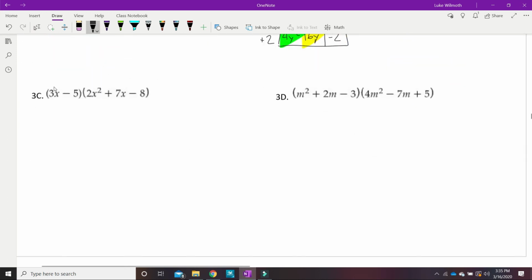All right. Pause the video. See if you can do these two. They are not hard. This one is going to be time consuming though. This one's kind of time consuming too.